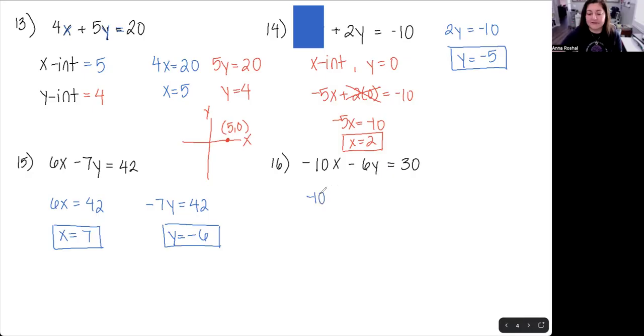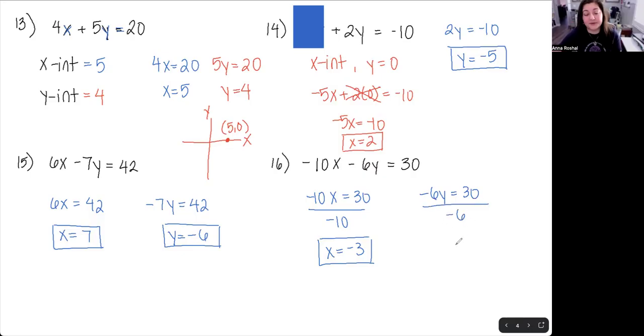So again, -10x equals 30, -6y also equals 30. I'm going to divide both sides by -10, x equals -3. That's my x-intercept. I'm going to divide both sides by -6. y equals -5.